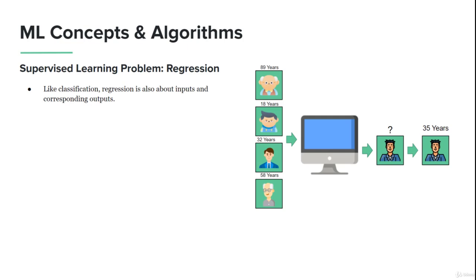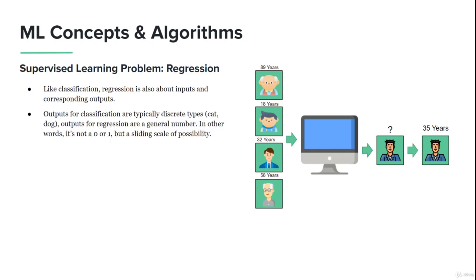And so now let's look at regression. Like classification, regression is also about inputs and corresponding outputs. So here we have a bunch of individuals. We have young men, we have men that are older, we have middle-aged men here. Outputs for classification are typically discrete types.